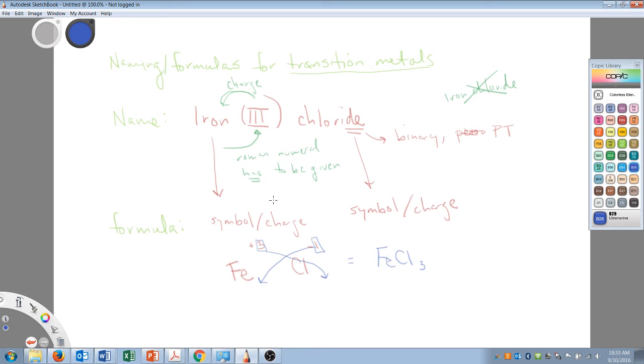So it's not that bad, right? We're using all the same rules that we used before. We're finding the symbol and charge. It's just that the symbol comes in a different place for an ionic, for a transition metal. So let's try another one.